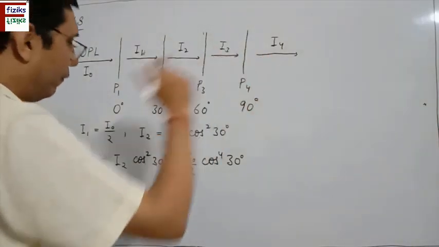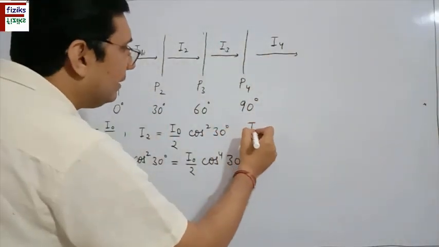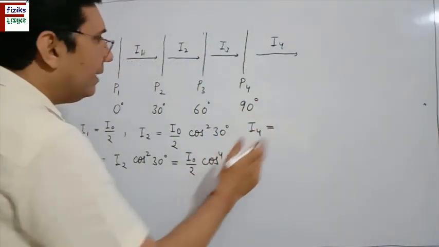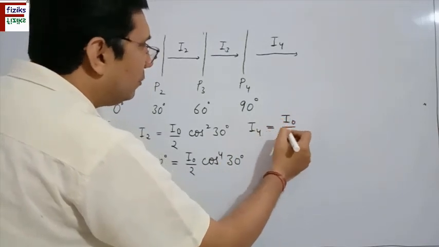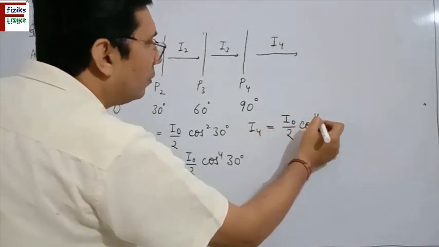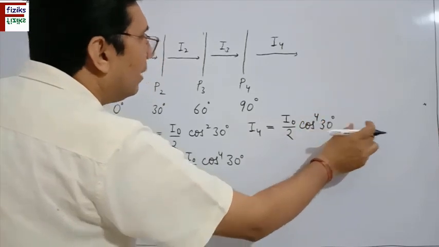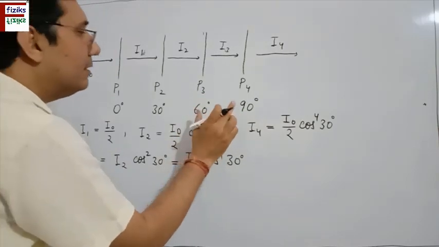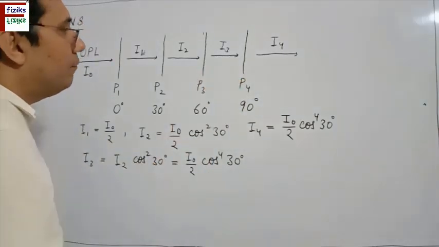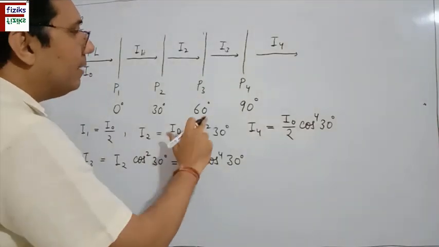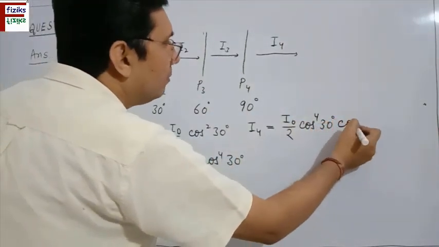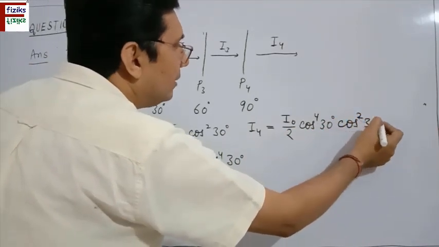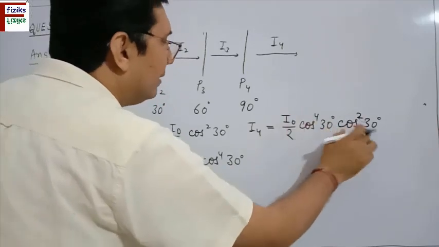Now come to I4. For I4, I3 will act as the initial intensity. So first I will write I naught by 2 cos to the power 4 of 30 degrees and cos square theta. Again I am saying, theta is the angular difference between the axes of P4 and P3. This difference is 90 minus 60, which is 30. So this will be cos square 30 degrees. So here we have cos to the power 6 of the 30 degree angle.